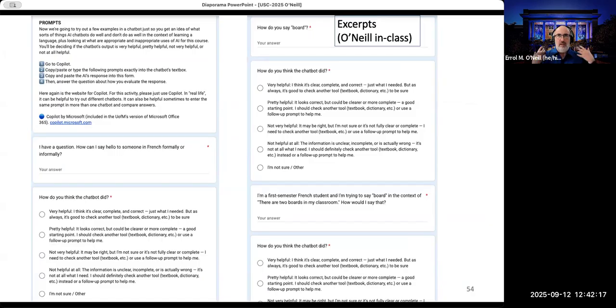As I mentioned, you will not generally get the same response to a prompt from person to person. If you ask the chatbot a number of times, you'll get a number of different answers. But this way, they get a chance to see some possible outputs and then to think about it. Did they think it was very helpful, pretty helpful, not very helpful, not helpful at all? And is it good to check another tool or not? So they're reflecting on what came out of the chatbot in terms of output.